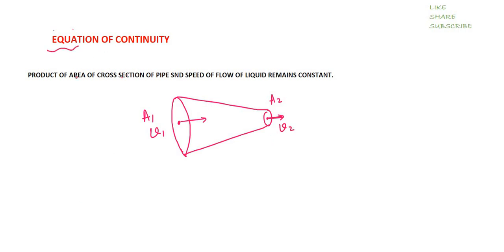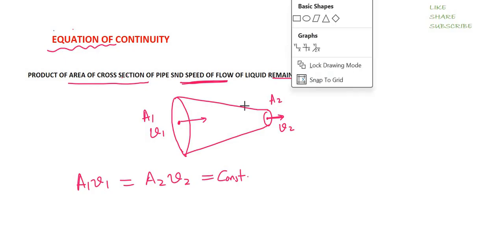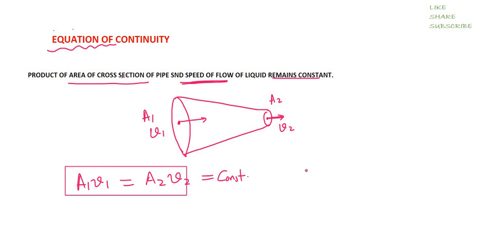According to the equation of continuity, the product of the area of cross section and the speed of the flow of the liquid, meaning A1 V1, remains constant. So A1 V1 will be equal to A2 V2 and this remains constant. This is the equation of continuity. We are supposed to prove it in the exam, so let us see, it's a very small derivation.